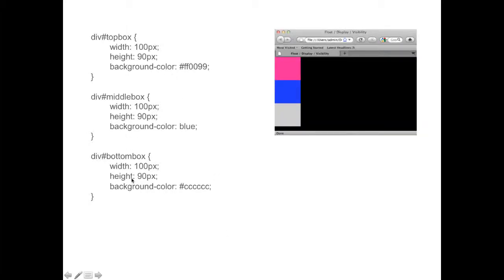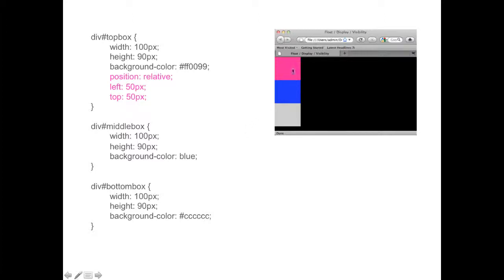We have three divs, like the previous example, a fuchsia div, a blue div, and a gray div. They have the same height of 90 pixels and the same width of 100 pixels. If we go ahead and give a position relative to the fuchsia box, left 50 and top 50 pixels, let's see how this box moves.